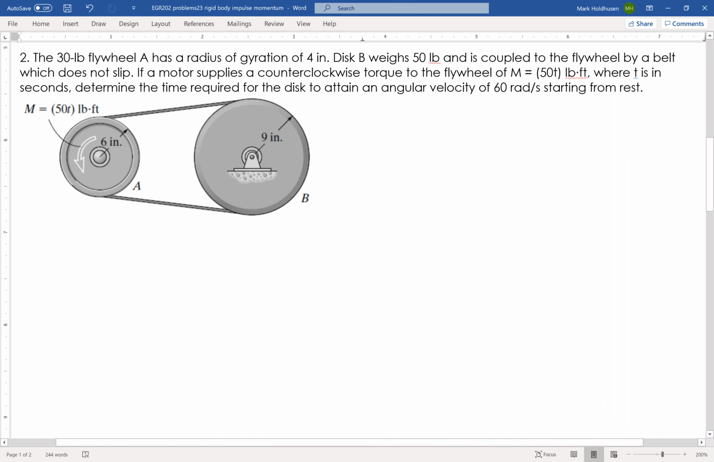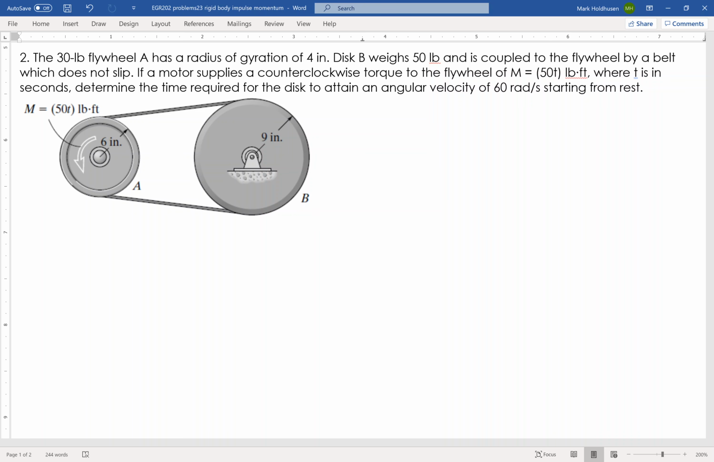Okay, so I've got a 30-pound flywheel A, radius of gyration 4 inches. I've got a disc, 50 pounds, coupled by a belt as shown here. Apply a moment of 50 times t, where t is in seconds. I want to find how much time it takes to get that disc spinning at 60 radians per second, starting from rest.